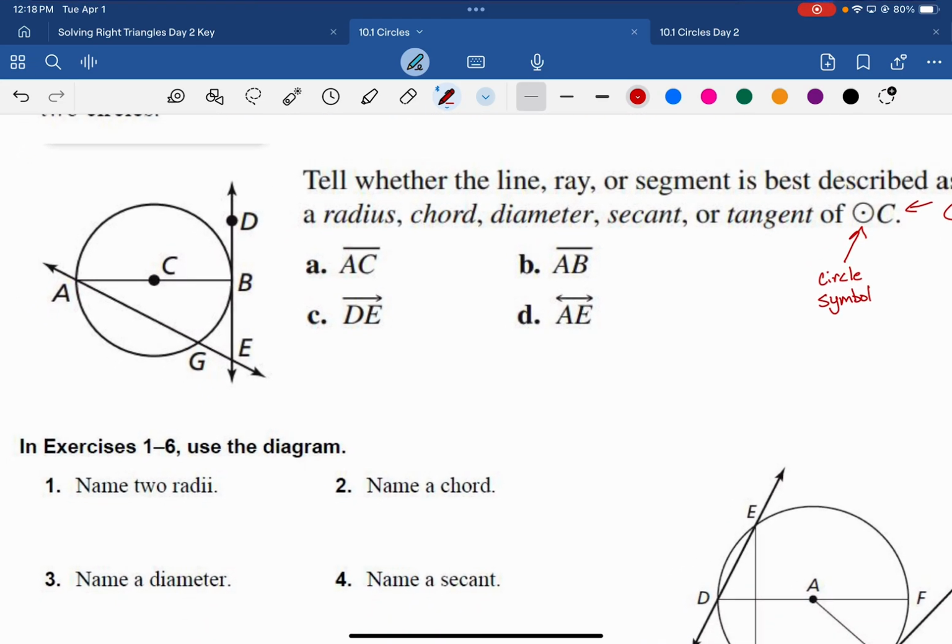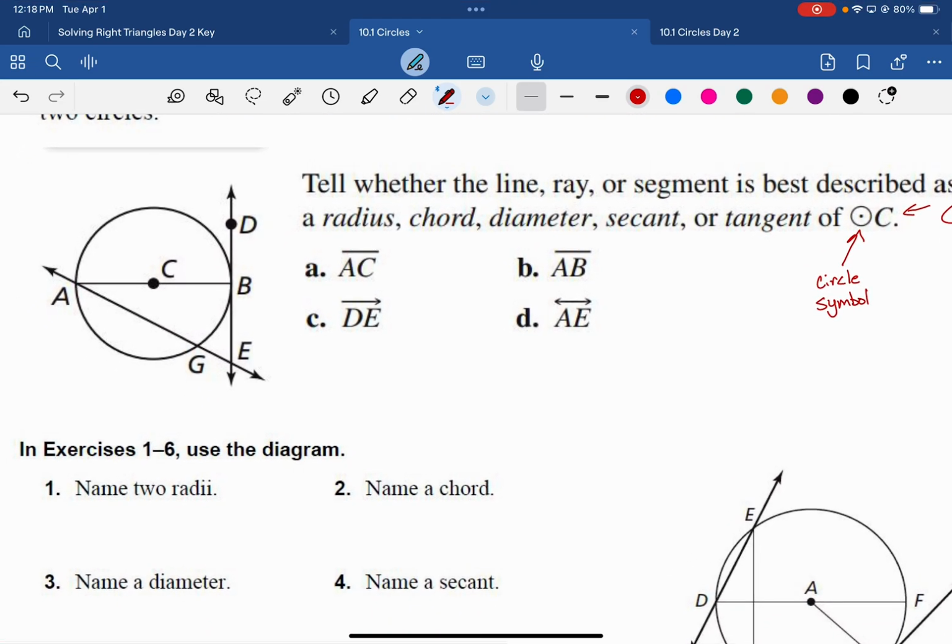All right, so let's look at this. Letter A says, find the length of segment AC. So remember, a segment doesn't have arrows on it. Okay, so basically they want from A to C right there.